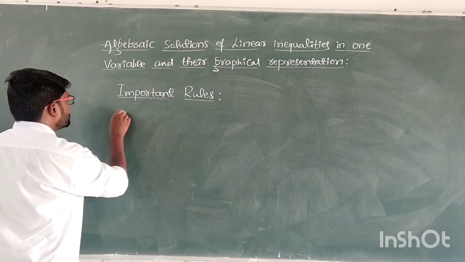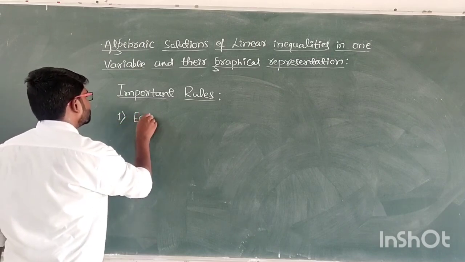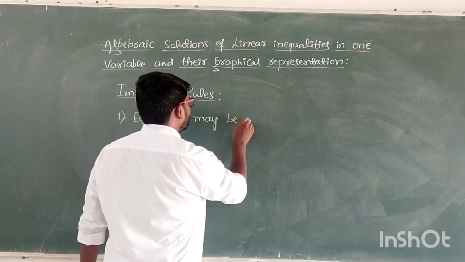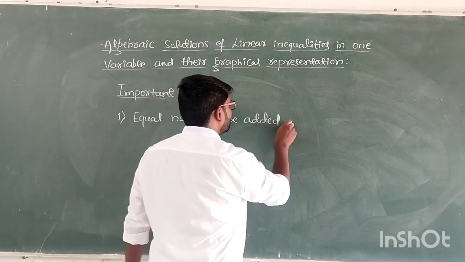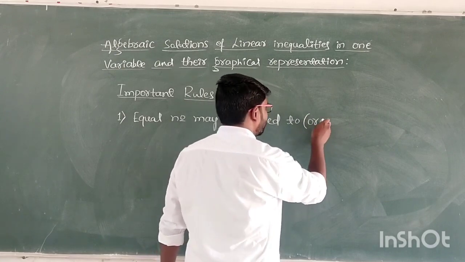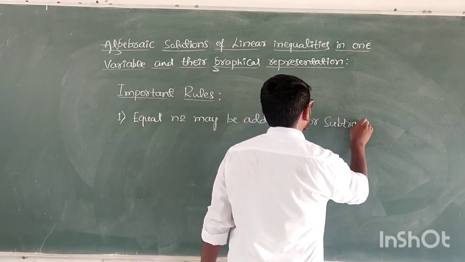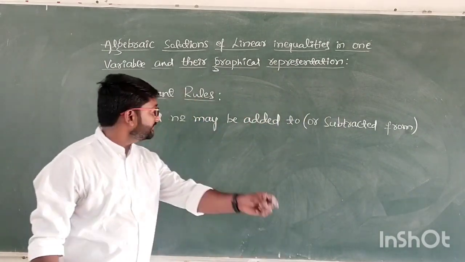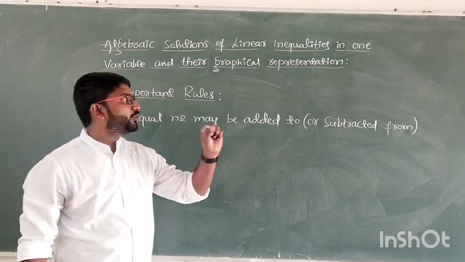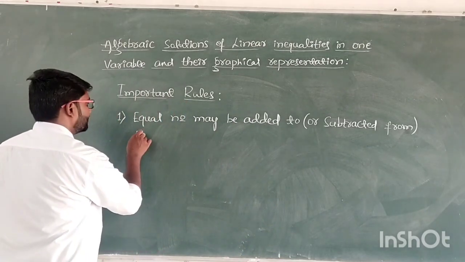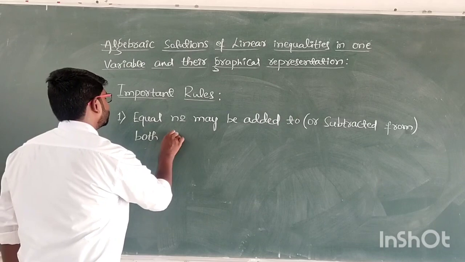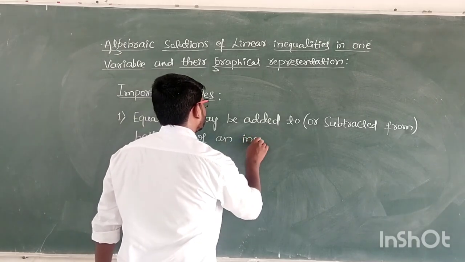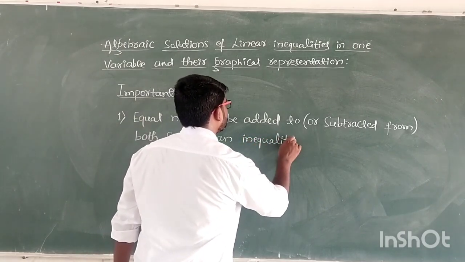So rule number one is: equal numbers may be added to or subtracted from both sides of an inequality.